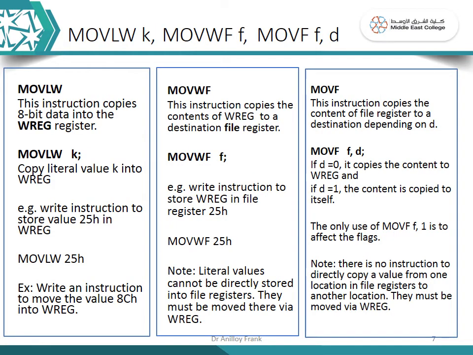The MOVLW instruction copies a value to the W register. For example, MOVLW 25 copies the value 25 into the W register. The MOVWF instruction copies the value of the W register into the file register. For example, MOVWF 25 will copy the value in the W register to the file register at location 25.